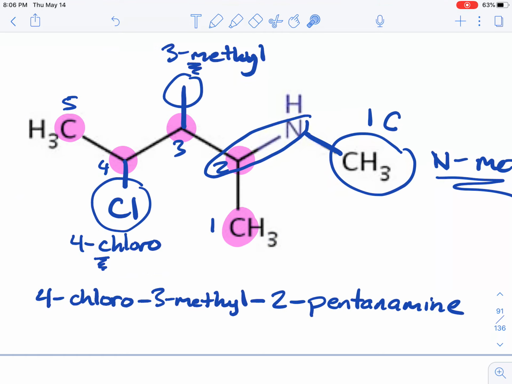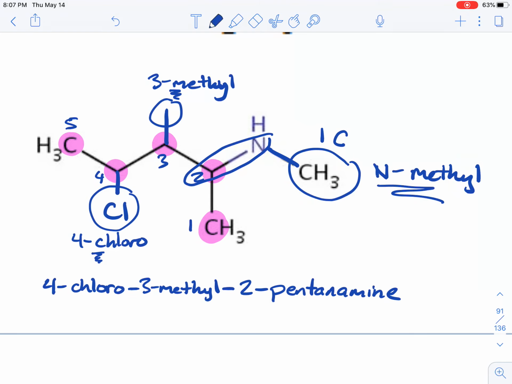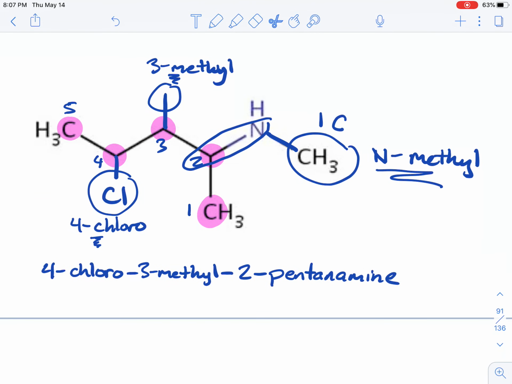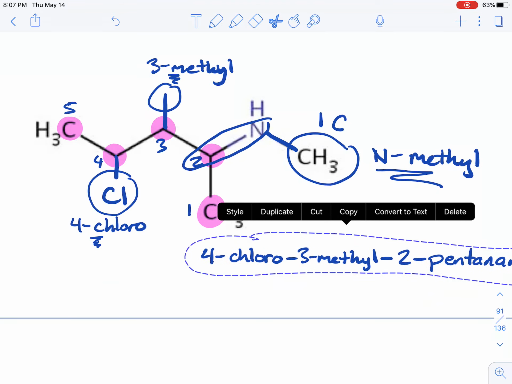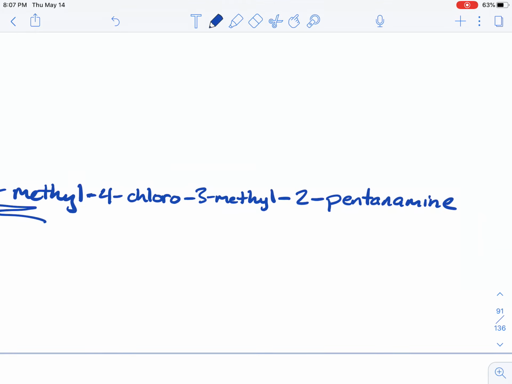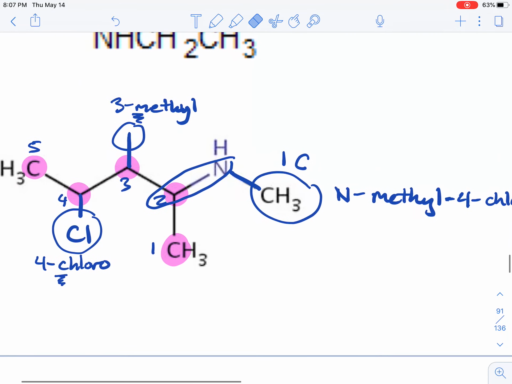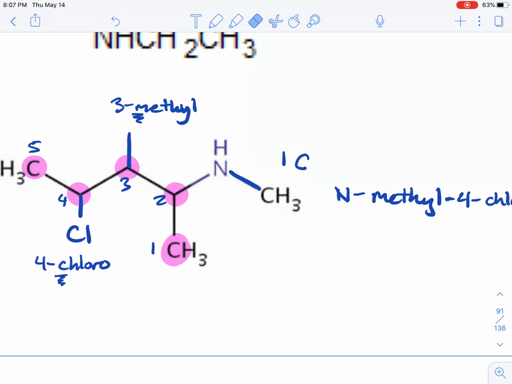So to complete the name of this compound, we're simply going to add N-methyl in front of everything. And so the final answer is going to be N-methyl-4-chloro-3-methyl-2-pentanamine. And this would be the name of this organic structure that has a methyl group and a chlorine group added to it.